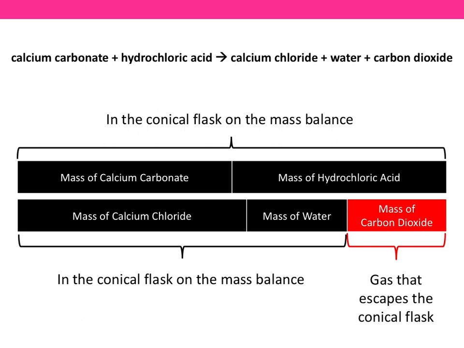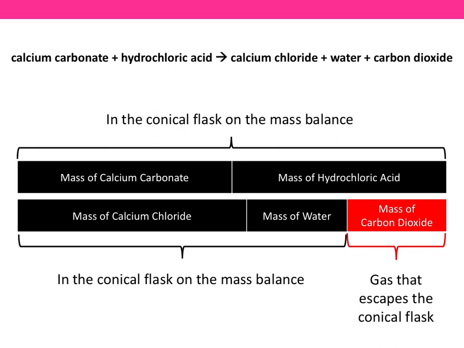All of our reactants will be in our conical flask, and our conical flask will be on the mass balance. So when we begin, the calcium carbonate and the hydrochloric acid, their total mass is being measured. As the reaction takes place, one of the products is a gas. If the conical flask is open at the top, if it's not sealed, then carbon dioxide will escape the conical flask. So as the reaction is taking place, one of the products is leaving the conical flask and therefore is not being measured anymore.